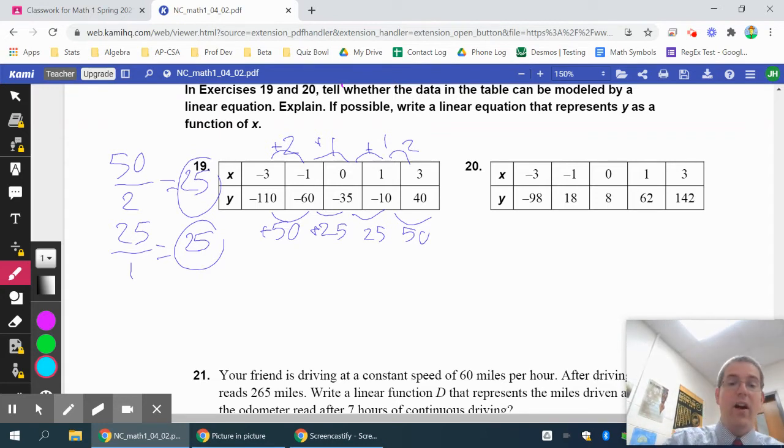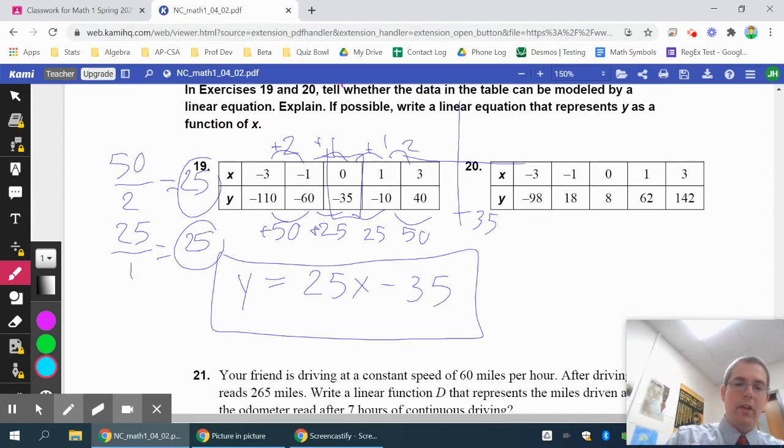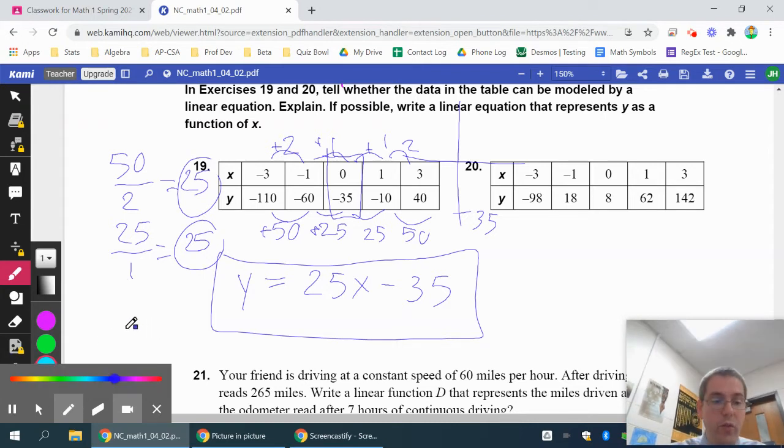Since this has a constant rate of change, you know it's linear, and your equation should be y equals 25x, and then you're looking for a y-intercept. In this case, they were really nice and gave you this point here. If you graph the point 0, negative 35, you go over 0 down to negative 35, that would have been your y-intercept. So just remember your y-intercept always has an x value of 0, so that'll help you find that. If you did not have a constant rate of change, you would just say it wasn't linear and you would be done with that one.